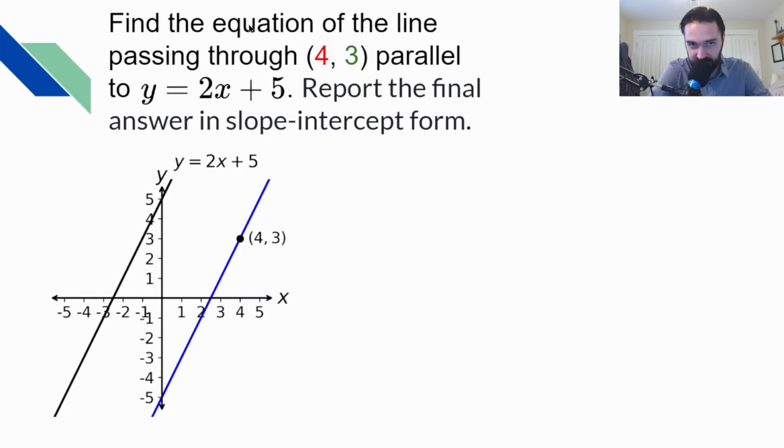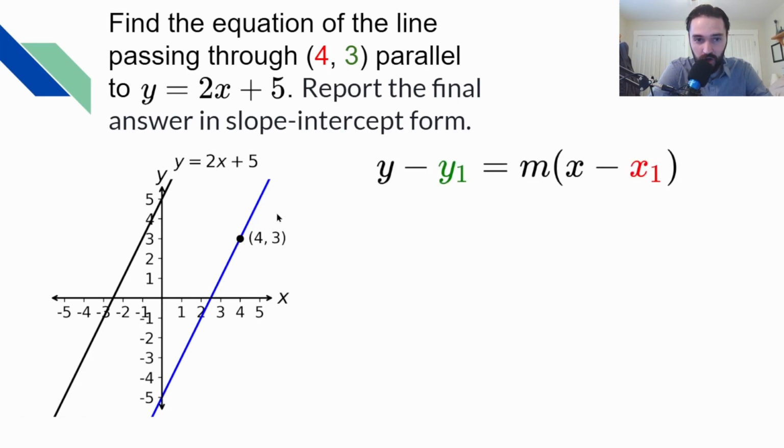All right, here we're asked to find the equation of the line passing through 4, 3 parallel to y equals 2x plus 5. Report the final answer in slope-intercept form. We know the equation of this black line, y equals 2x plus 5, and we're looking for the equation of this blue line, passing through 4, 3. Because these lines are parallel, we know right off the bat that the slope of the blue line is going to be 2.